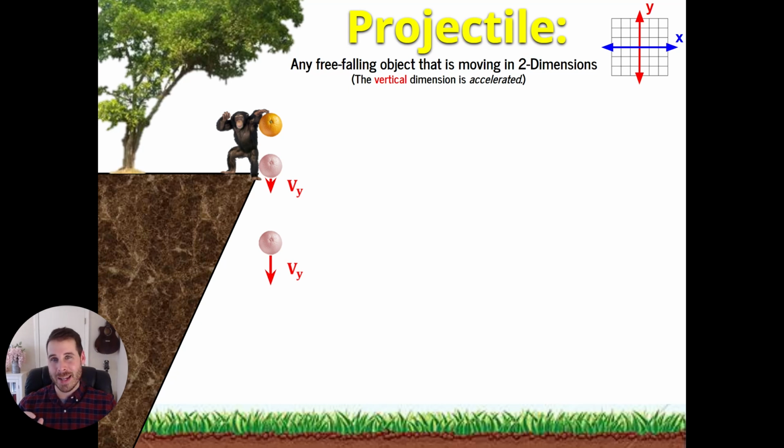Notice I've got that letter y kind of small next to the v. The v, of course, stands for velocity. The y stands for the y direction. So that's what the subscript tells you, is the direction of motion that I'm describing.